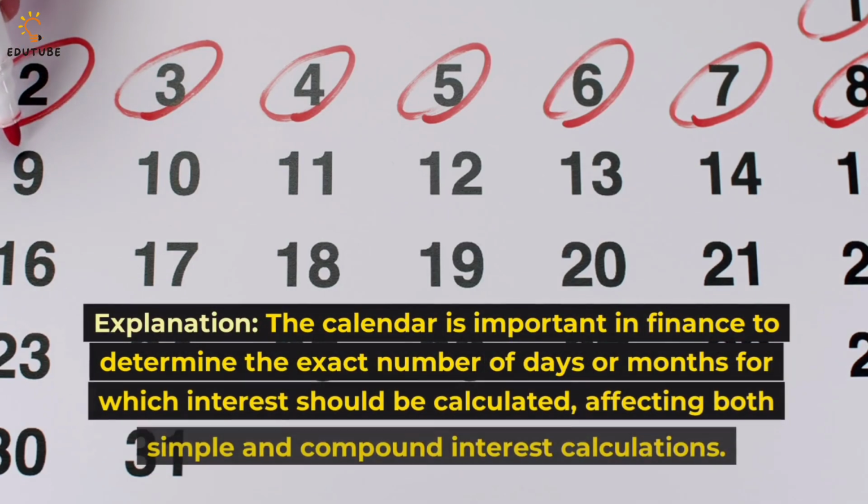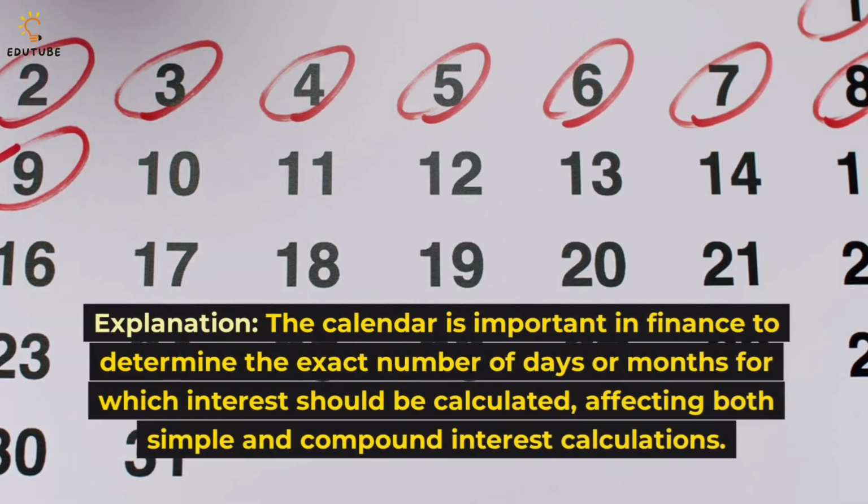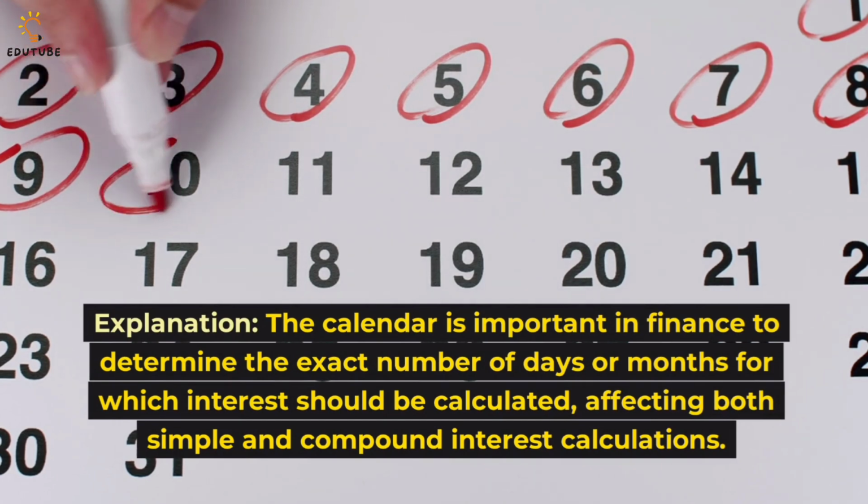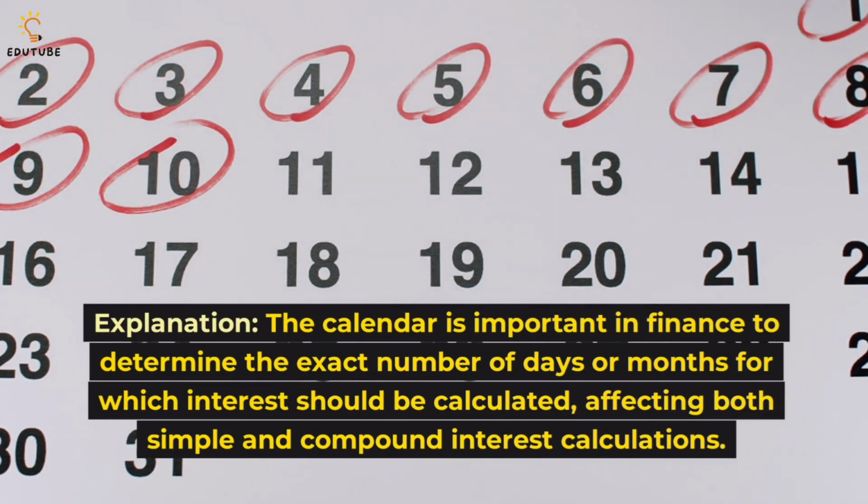Explanation. The calendar is important in finance to determine the exact number of days or months for which interest should be calculated, affecting both simple and compound interest calculations.